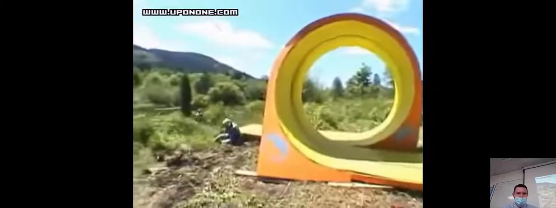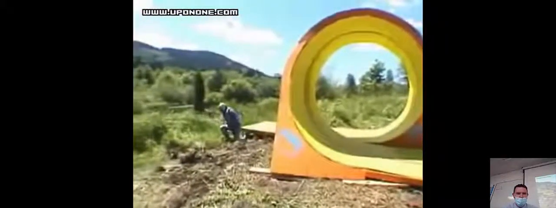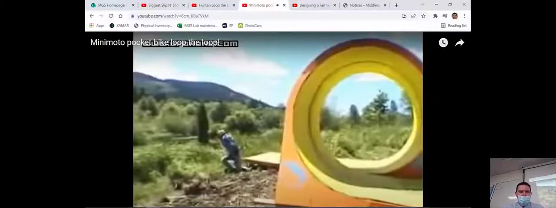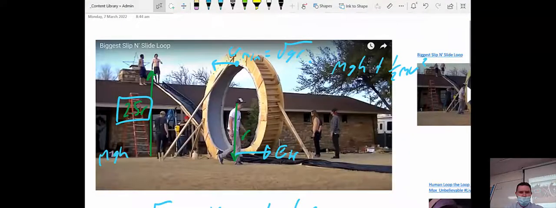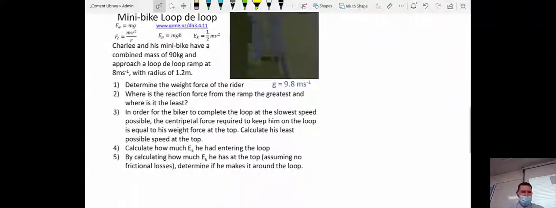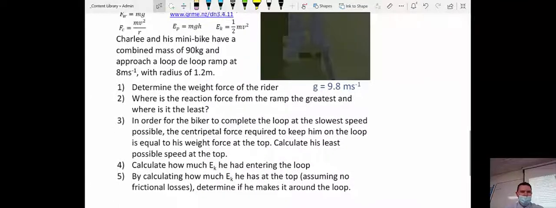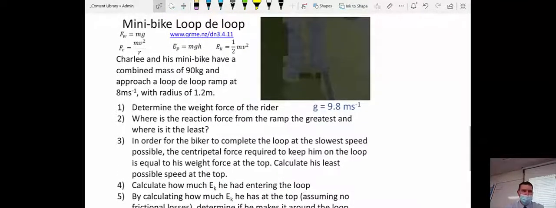Awesome. And so we have a question here. Charlie and his mini bike have a combined mass of 90 kgs and they approach a loop-to-loop ramp at 8 meters per second with a radius of 1.2 meters. One, determine the weight force of the rider. So that should be nice and easy. So for number one, we're using weight force is mass times gravity.